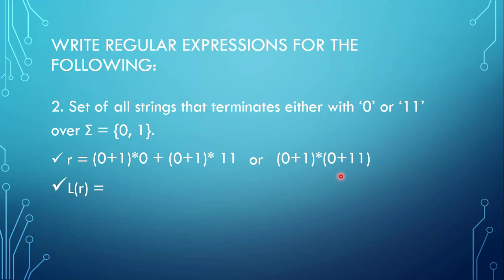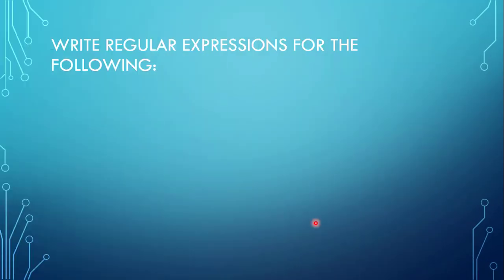So let us see what our L of R will be. So here the minimum valid strings will be 0 and 11. Other than that, 00, 10, 000, 011, and 111 are also valid inputs. Let's check out the next question.